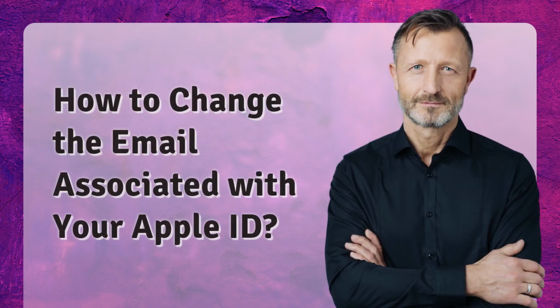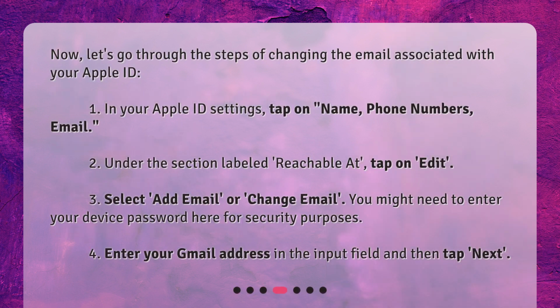How to change the email associated with your Apple ID? Now, let's go through the steps of changing the email associated with your Apple ID. 1. In your Apple ID settings, tap on Name, Phone Numbers, Email. 2. Under the section labeled Reachable at, tap on Edit. 3. Select Add Email or Change Email. You might need to enter your device password here for security purposes. 4. Enter your Gmail address in the input field and then tap Next.